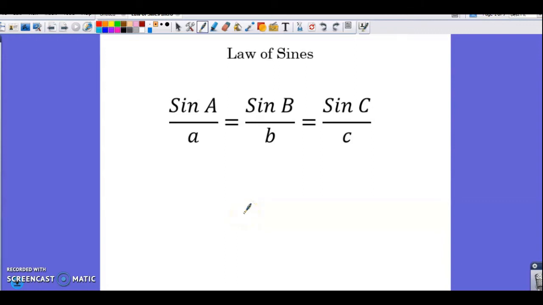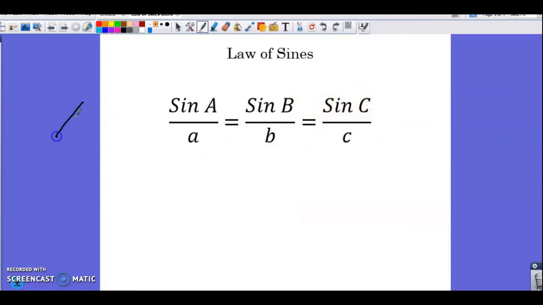Hello. This is a recording of the lesson that was done on the beginning of the law of sines. And law of sines just states that the sine of A, that's angle A, divided by side A, will equal the sine of B over B, which will equal the sine of angle C over C.